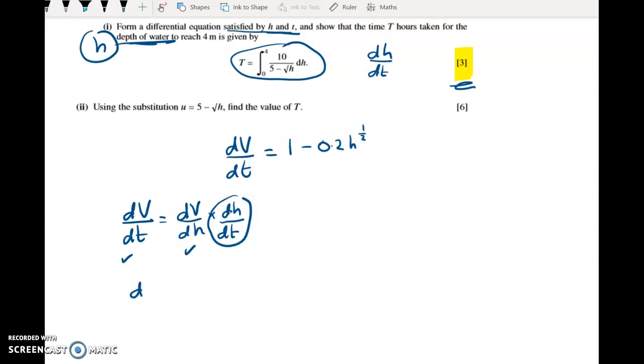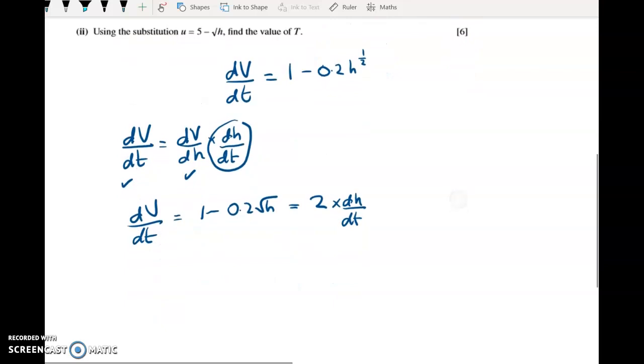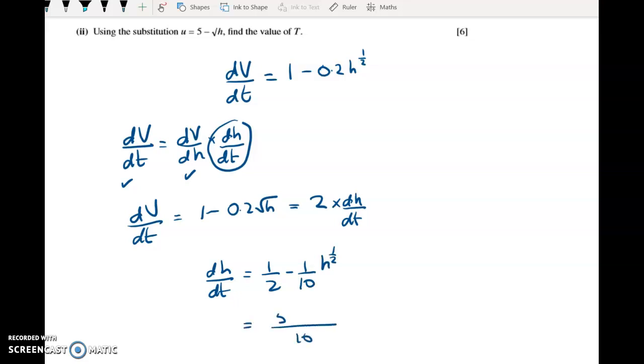Right, so dV by dt is equal to 1 minus 0.2 root h, and that equals 2 times dH by dt. That gives us dH by dt is equal to 1/2 minus 1/10 h to the power of a half, which is equal to 5 minus root h on 10.